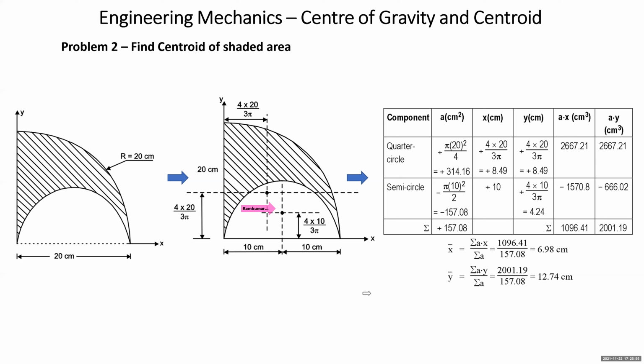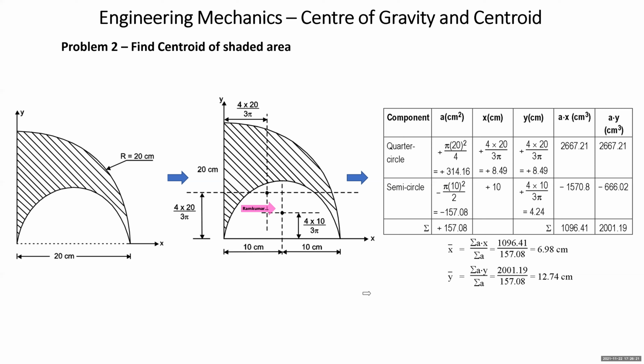Like in the previous problem, we took up the 3 rectangles, but all 3 rectangles are existing. So we added up their area and then we got the area of the composite figure. But in this problem, he's asking you to find the center of the shaded area. So shaded area can be arrived by taking quarter circle area positive and semicircle area negative. I mean quarter circle minus semicircle. That's why semicircle area has been taken as negative.